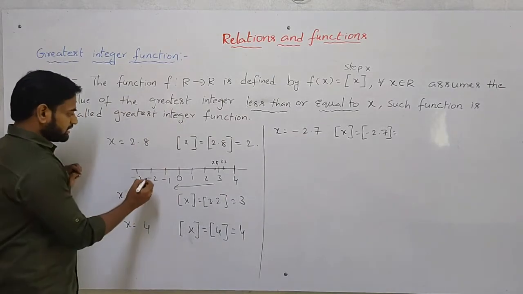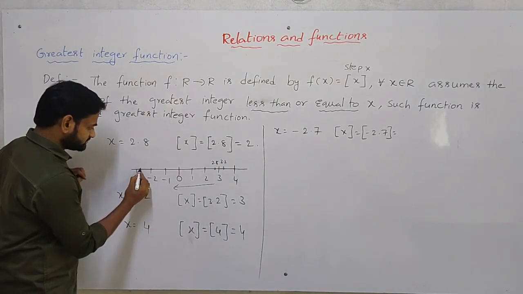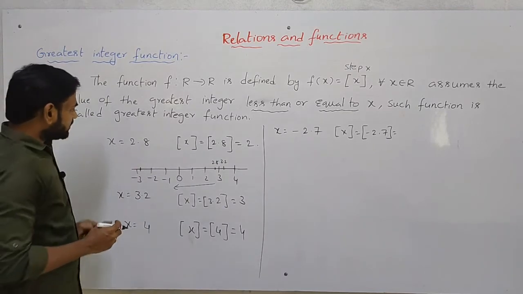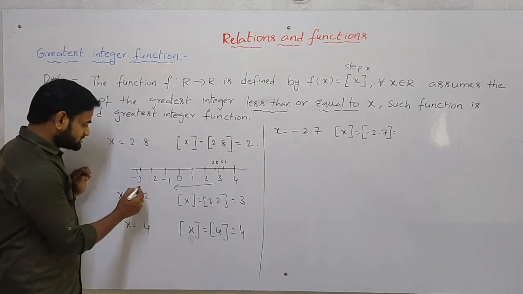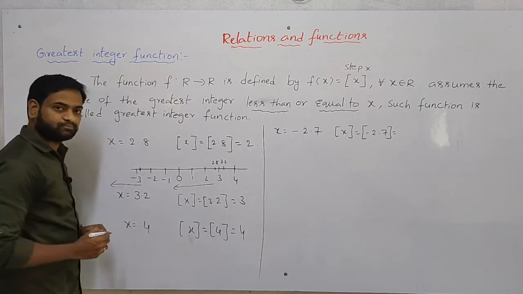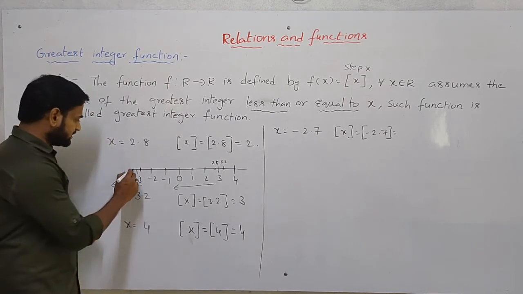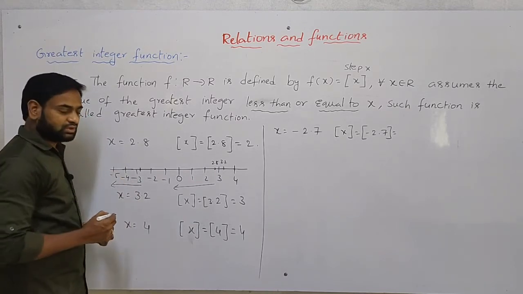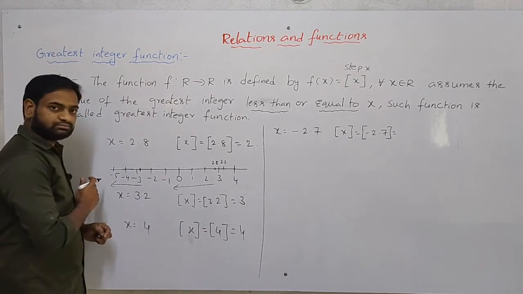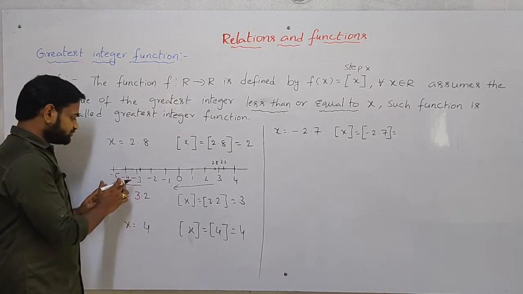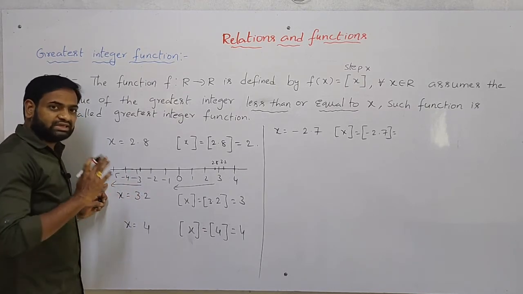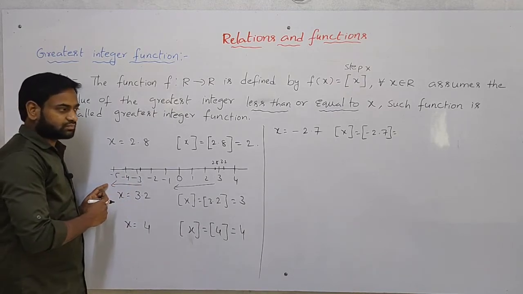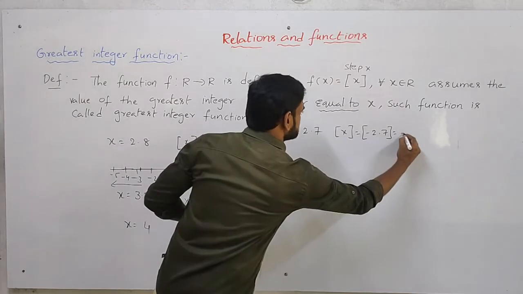See here, minus 2.7 is here. Now below minus 2.7 is this side, that is minus 3, minus 4, minus 5 like that. In this minus 3, minus 4, minus 5, what is the biggest integer? That is minus 3. So answer is minus 3.